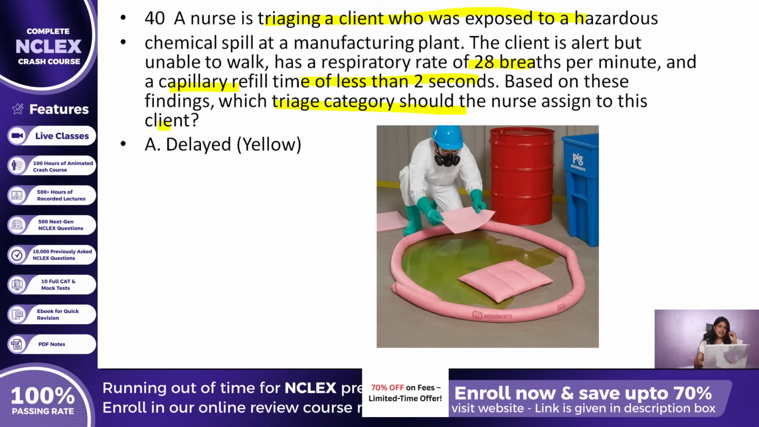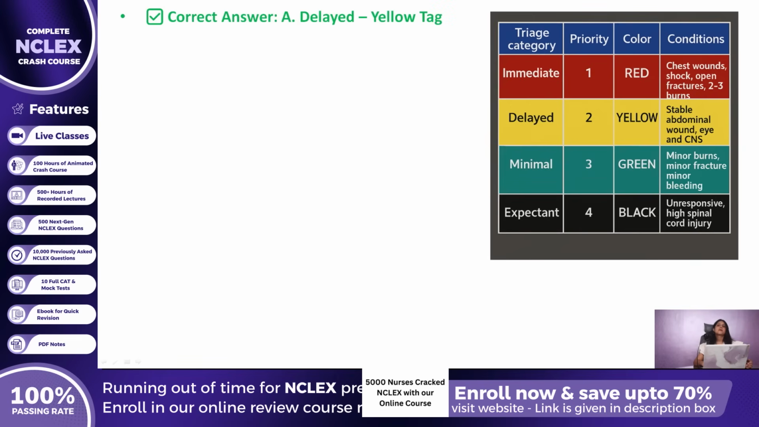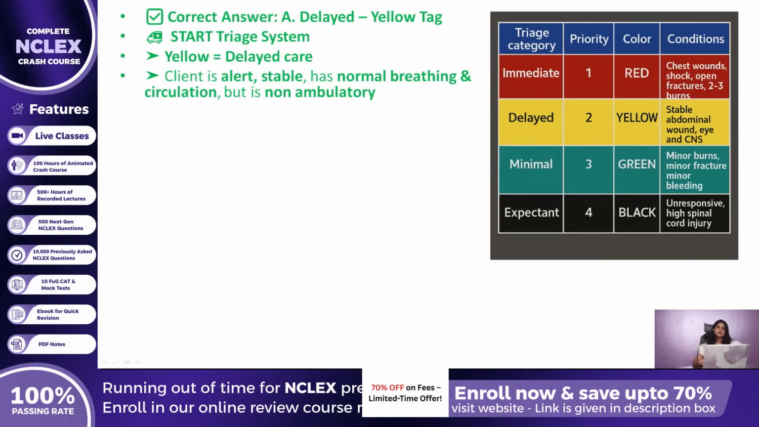The options are A. Delayed, also known as yellow, B. Immediate or red, C. Expectant or black, and D. Minor or green. The correct answer is option A. Delayed, yellow. Under the START triage system, an alert, stable client with normal breathing and perfusion but unable to walk is considered moderately injured and can wait for treatment.